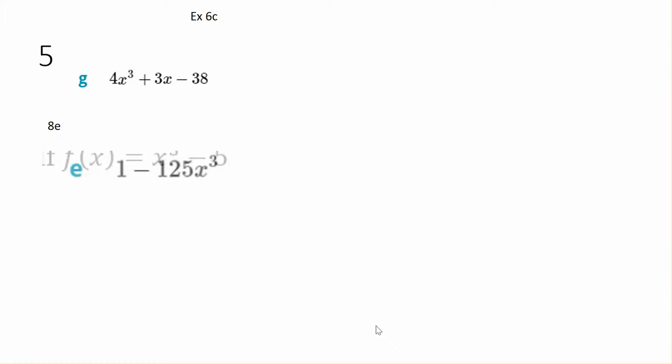For exercise 6c, we're trying to factorize these equations. I can see no obvious factorization method because there's no common factor, so I have to bite the bullet and try to get one of the linear factors. Try P of 1: 4 plus 3 minus 38. Obviously, it does not give you 0. P of negative 1: negative 4 minus 3 minus 38.